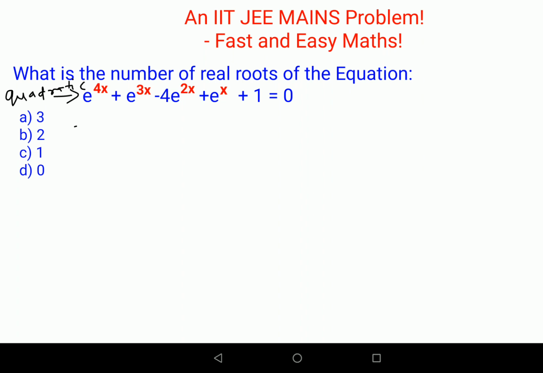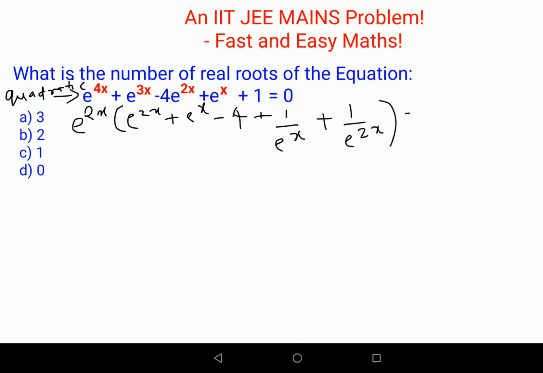So for that, let's take the highest power, which is e raised to 4x. We'll try to reduce it to 2. If I take e raised to 2x common, I'm left with e raised to 2x plus e raised to x minus 4 plus 1 upon e raised to x plus 1 upon e raised to 2x equals 0. Since e raised to 2x is multiplying the entire bracket, I can divide both sides by e raised to 2x, and since the RHS is 0, dividing 0 by any number always gives 0. So this gets cancelled.